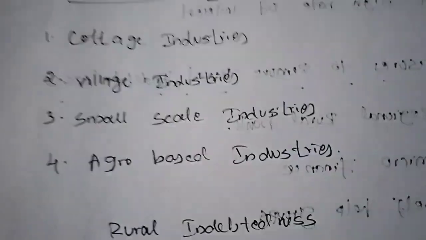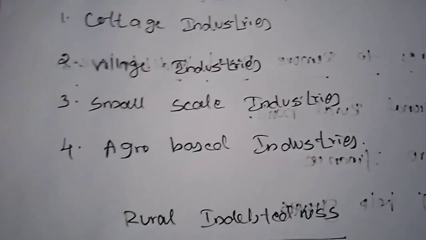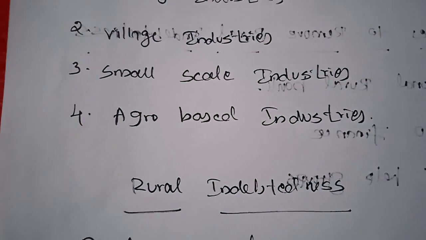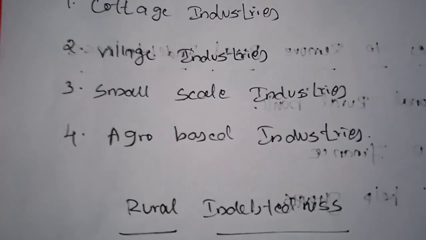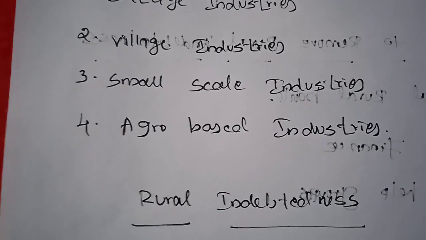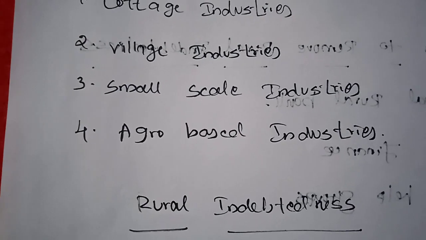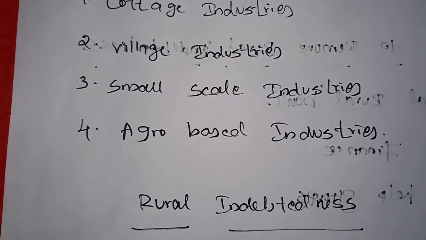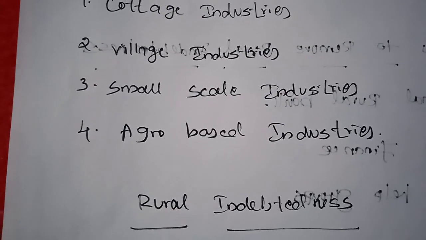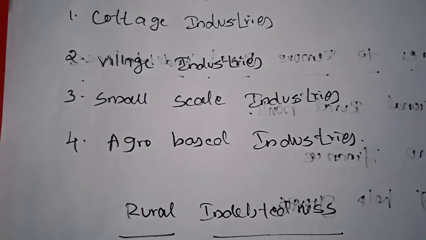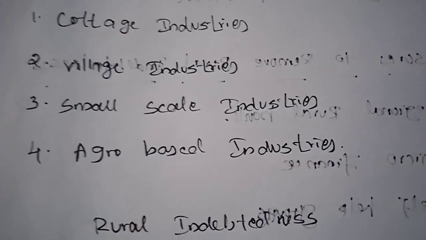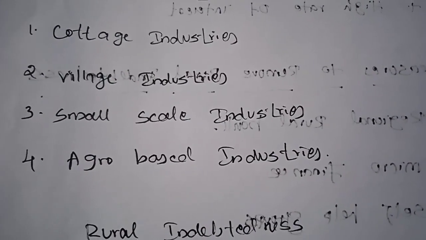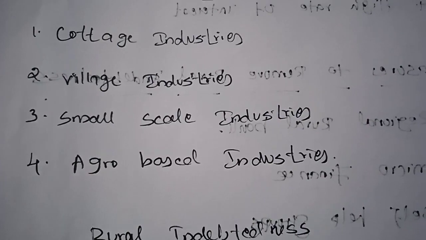Next, agro-based industries. Agro-based industries means all the industries related to agriculture. These industries are based on the processing of agricultural produce. So agro-based industries may be organized on a cottage scale, small scale or large scale. For fertilizers, some large scale industries produce them, so this is also considered a large scale industry.